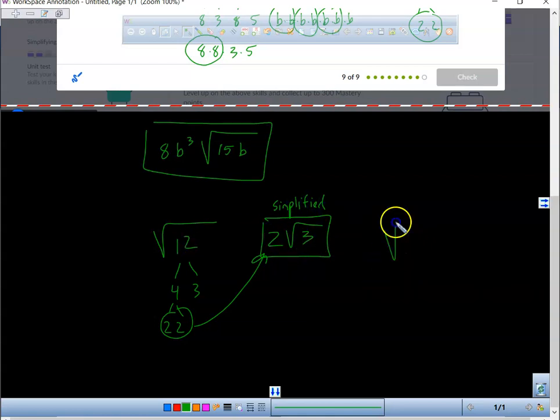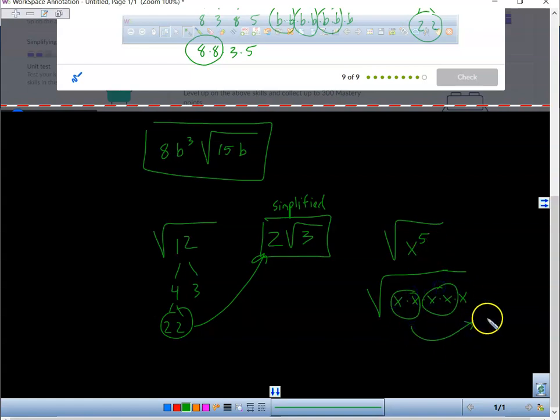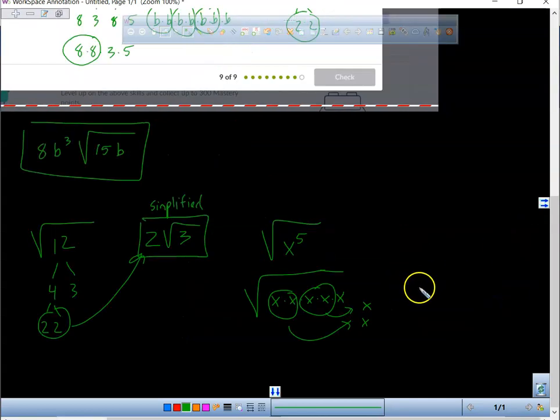But if I'm dealing with variables, like the square root of x to the power of 5, well, what does x to the power of 5 actually mean? It means I have x being multiplied by itself 5 times. Square roots look for groups of 2. So what comes out? An x. What else comes out? Another x. Out of the radical, I have x squared, because x times x is x squared. And on the inside of the radical, I have one little x that did not have a buddy.